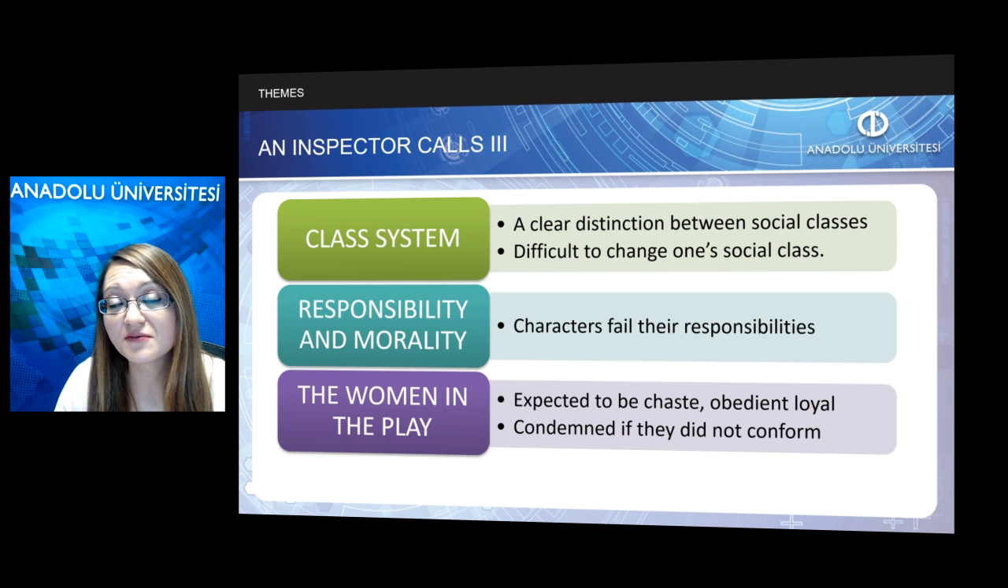Women who did not conform to these roles and norms, and who had premarital relationships, were condemned by society and treated badly. And this is portrayed by the example of Eva, who committed suicide after she was refused by the charity organization just because she was pregnant.